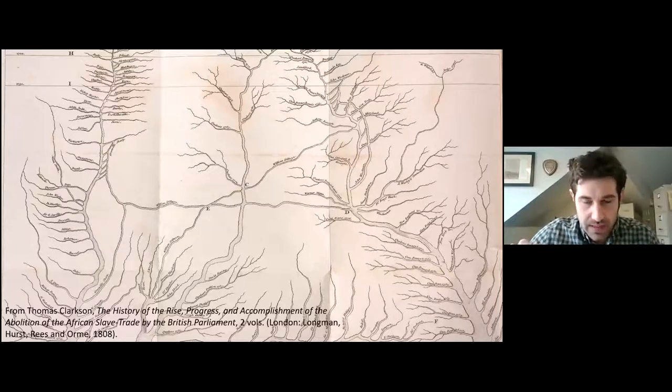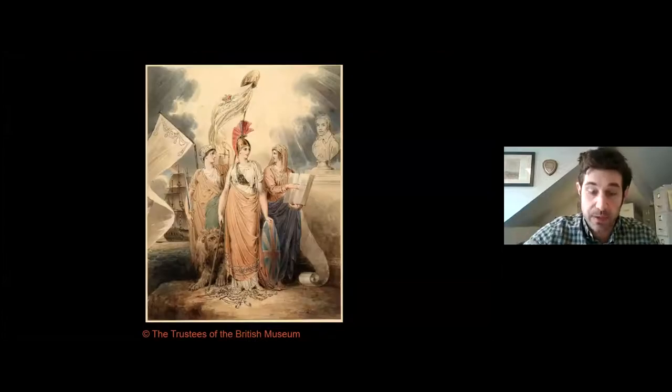However, popular anti-slavery was far from radical. It was patriotic, as you can see in this image painted by Joseph Collier in 1808 of the symbol of Britannia in the center, flanked by justice and religion, stamping on the symbols of slavery with a bust of William Wilberforce on the right of the image.